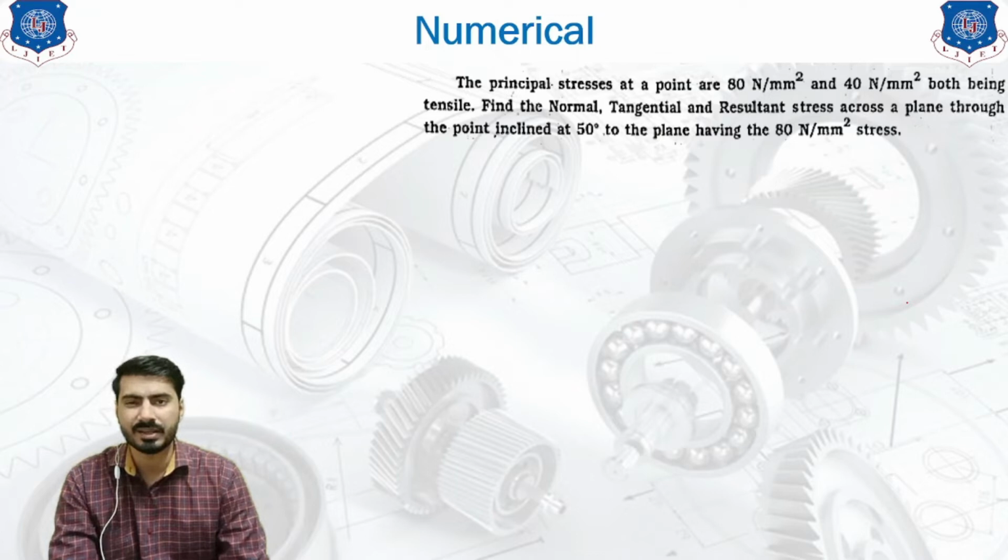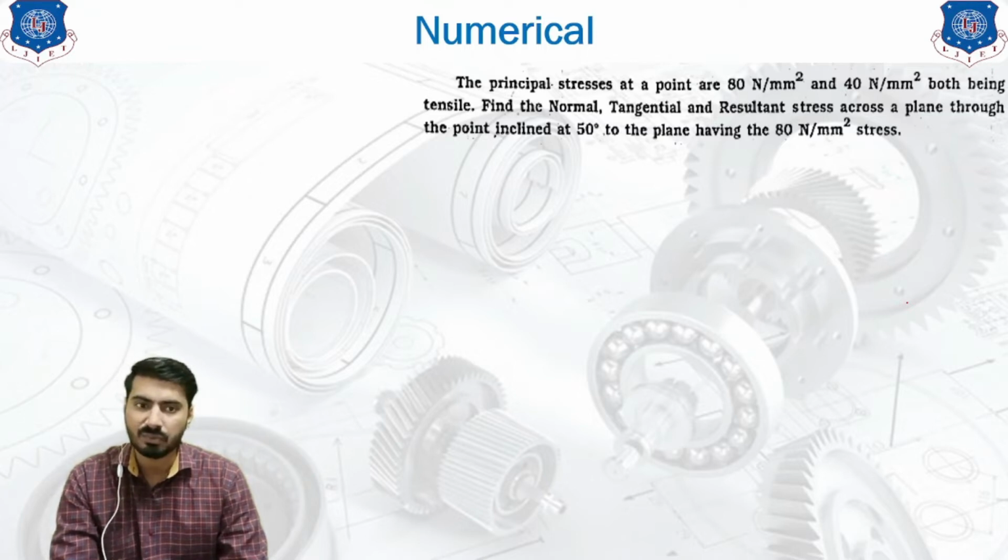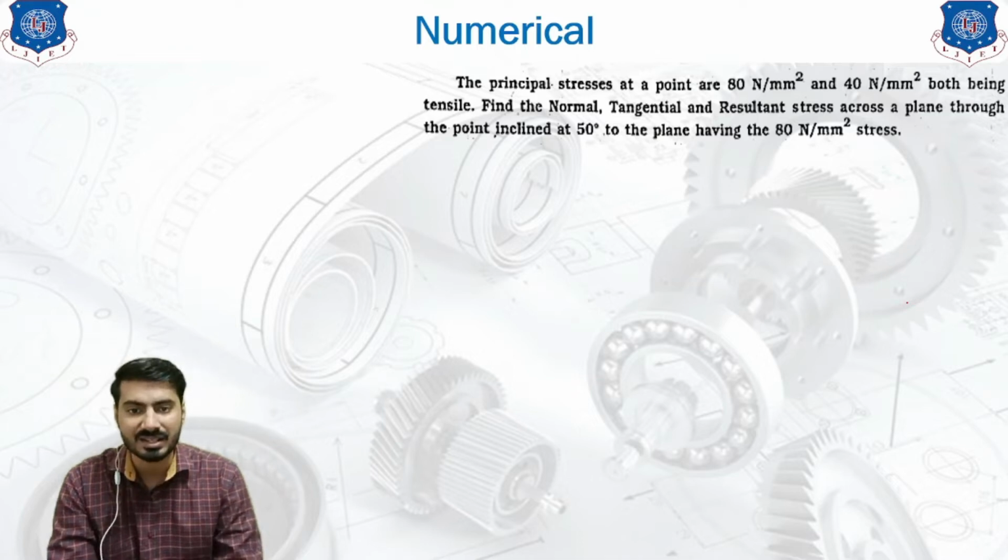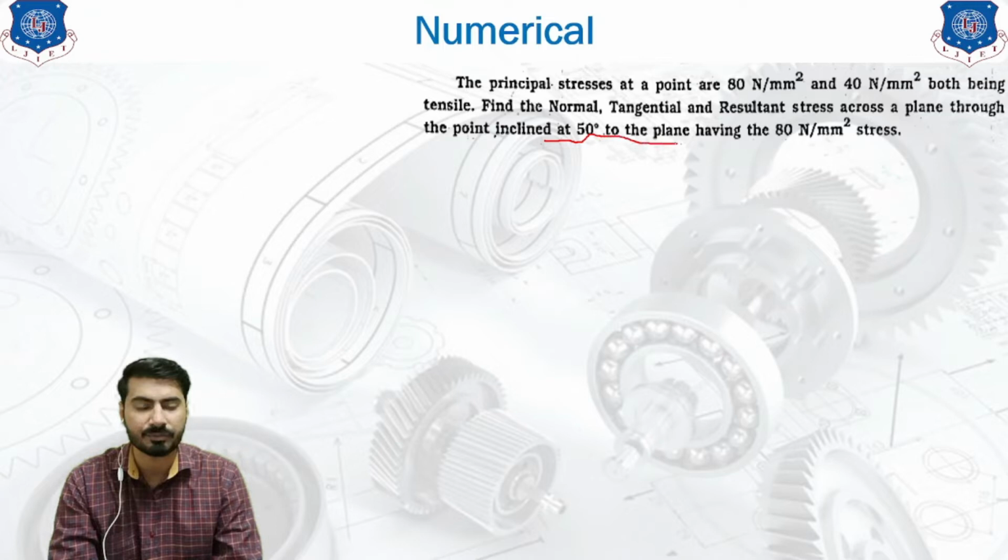So the numerical data is on your screen. As you can see, the principal stresses at a point are 80 Newton per mm square and 40 Newton per mm square, both being tensile. Find the normal, tangential and resultant stress across the plane through the point inclined at 50 degree to the plane having 80 Newton per mm square stress. So here they have clearly mentioned that we need to find out the normal and tangential stresses on the plane which is inclined 50 degree to the plane having 80 Newton per mm square.